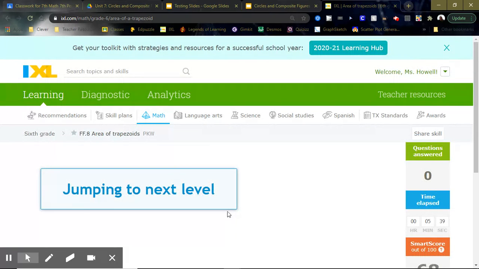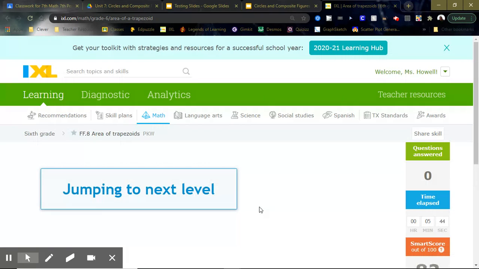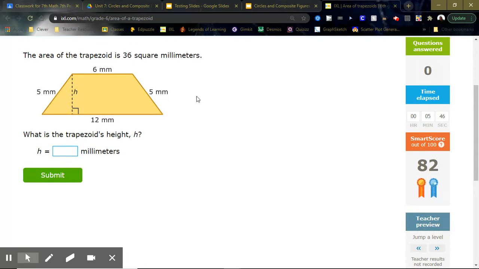Okay, same thing. I'm trying to see if there's anything different. They're all the same. Same thing, look at those. We don't need those because they're the diagonal ones. I just want this one flat side, and then the height.